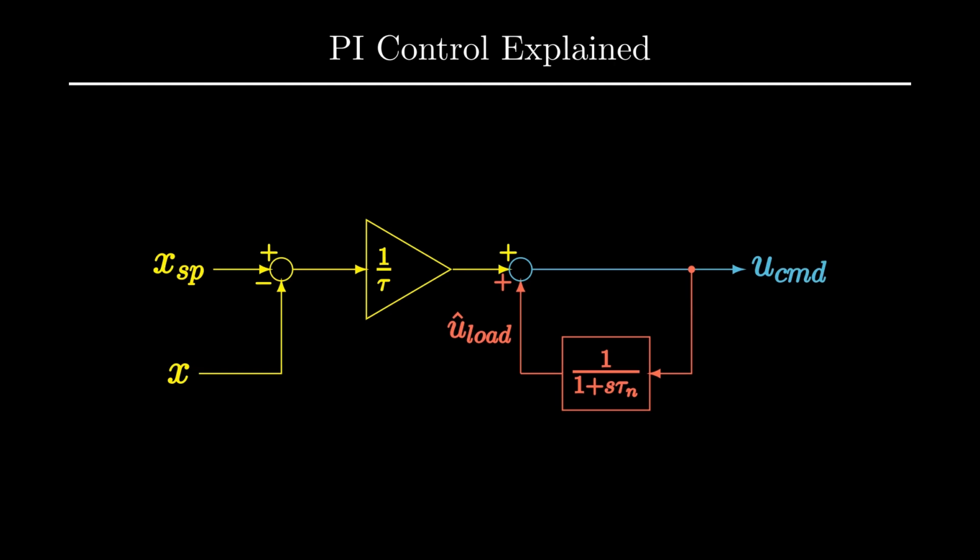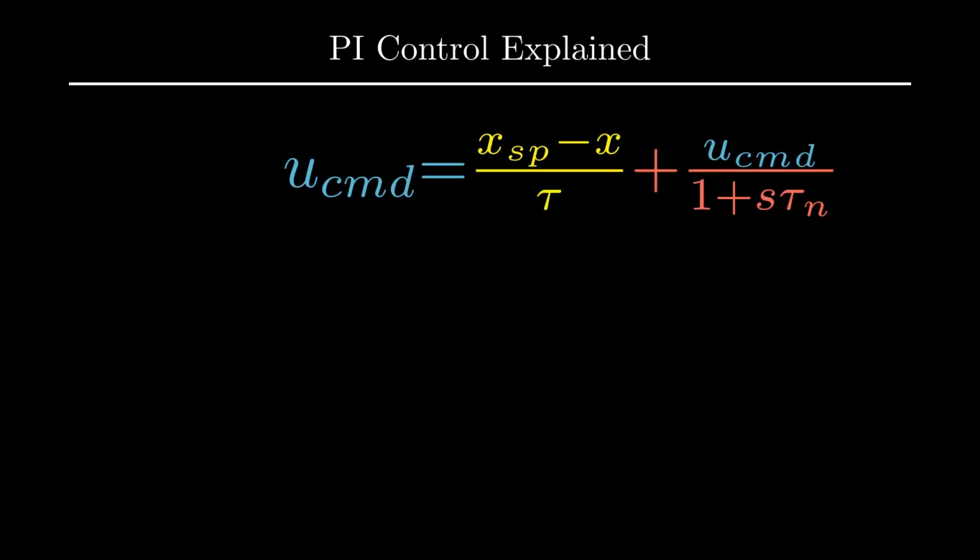As its name suggests, a PI controller sums a component that is proportional to the control error and a component that is proportional to the integral of the control error. In what follows, we will show that the block diagram on screen is equivalent to the classical representation. To do so, we return to the equations. In our formulation so far, a PI controller adds a proportional term and a filtered version of the command as a load estimate. Let's see how we arrive at the classical representation from here.